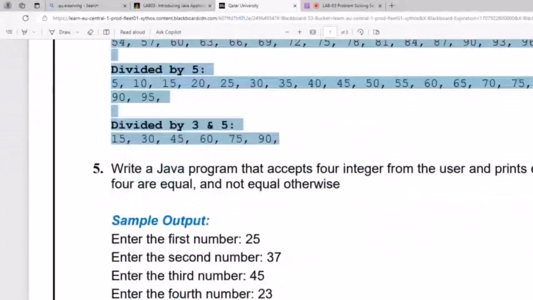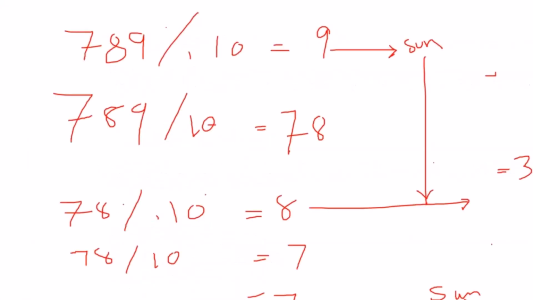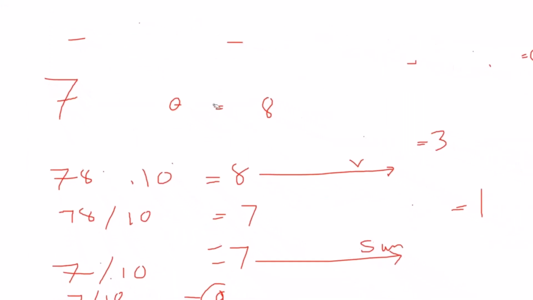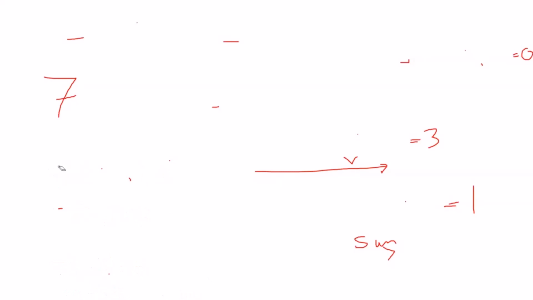Okay. Write a Java program that accepts four integers from the user and prints equal if all are equal. How to check if 4 numbers are equal, girls? How to check that? If A is equal B and B is equal C and C is equal D. You know in math this is enough. In mathematics this is enough, because if A is equal B and B is equal C, it will not be true unless they are all equal. So it's very simple here.